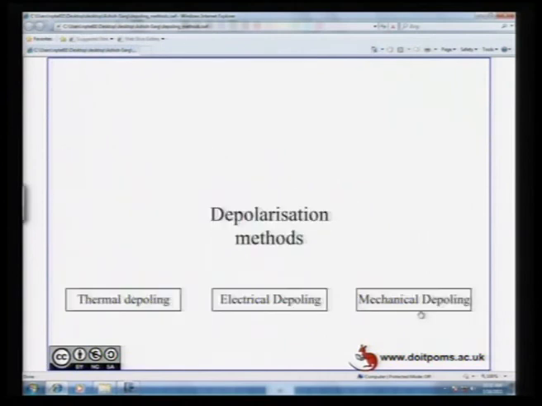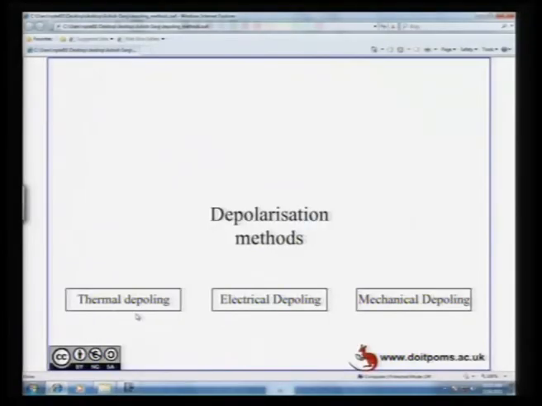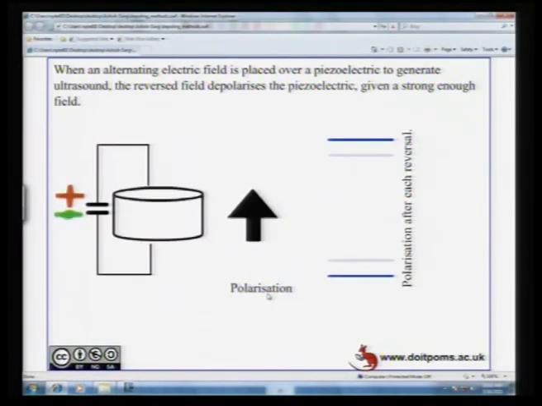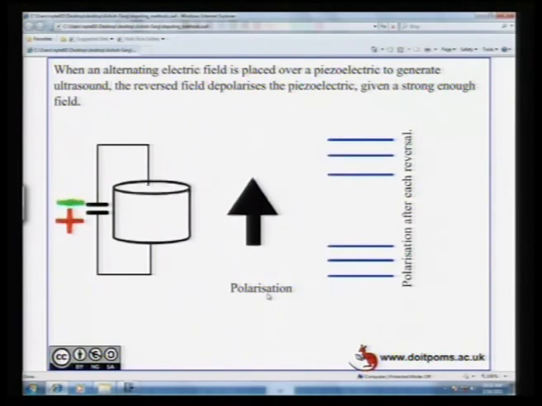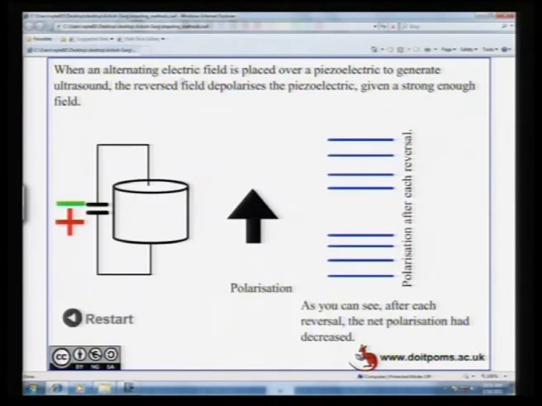So, it is opposite to poling. Poling is done to create a polarization. Depoling is essentially a process which leads to disappearance of polarization. Now, not only temperature, but also the effect of a large electric field leads to depoling. When you apply an alternating electric field to a piezoelectric material, it undergoes deformation, and as a result it creates ultrasound waves. Now the reverse, when you apply the reverse field, it depolarizes the piezoelectric, and this gives a strong enough field.